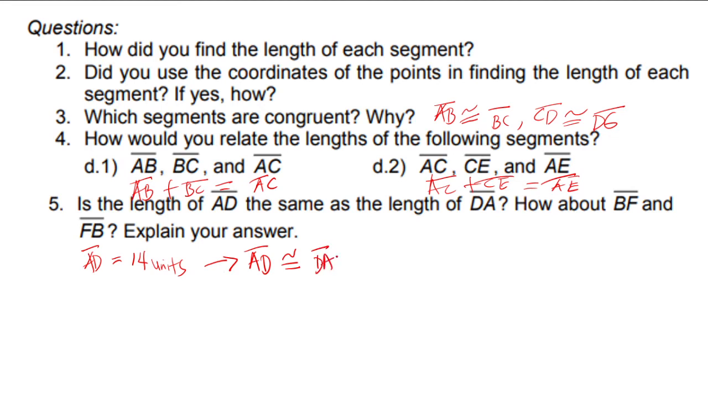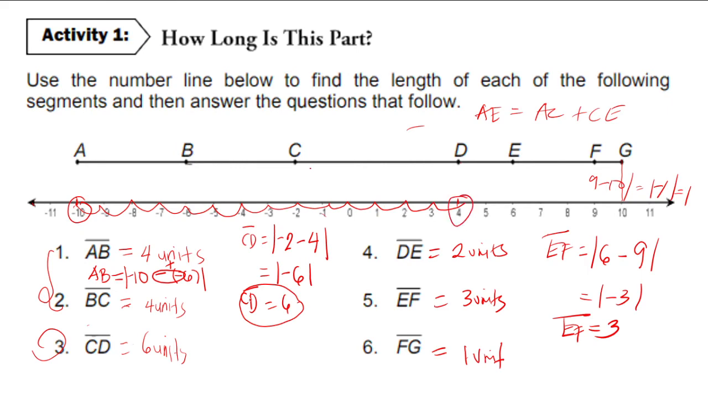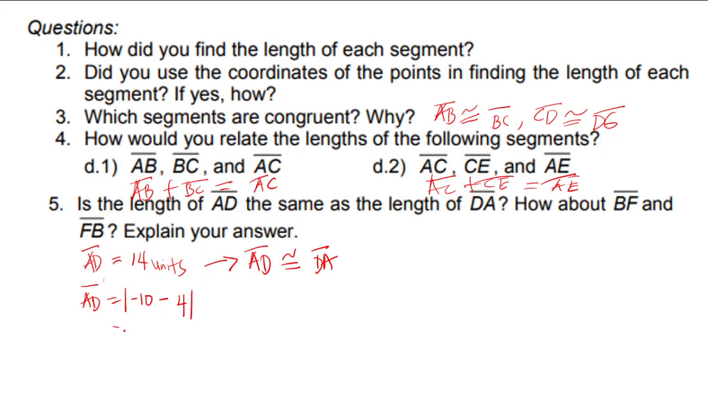Now, the question is, is segment AD the same as, congruent as, the length of DA? So how can we prove that these two have the same lengths? So by finding the absolute value of the difference of the coordinates of the given points. Okay, so point A is located at negative 10. So AD is equal to the absolute value of negative 10 minus, and point D is located at positive 4. And negative 10 minus 4, that is negative 14. And the absolute value of negative 14 is 14. So, it is indeed that AD is 14 units long. Now, how about DA? Say DA.